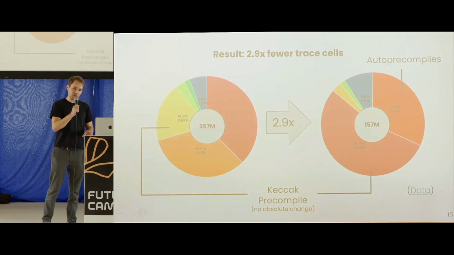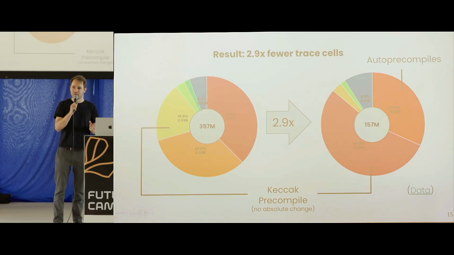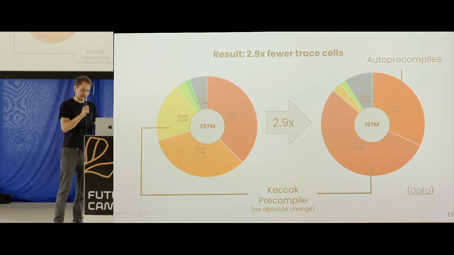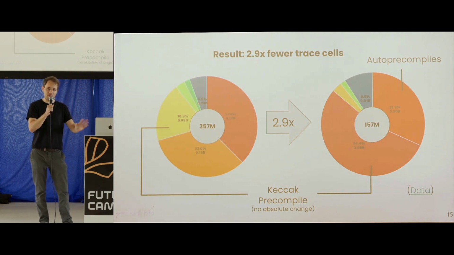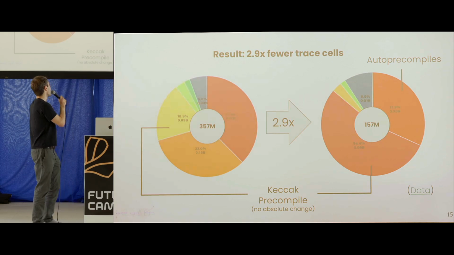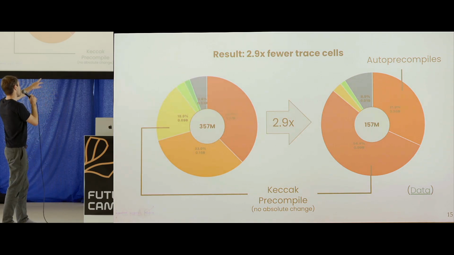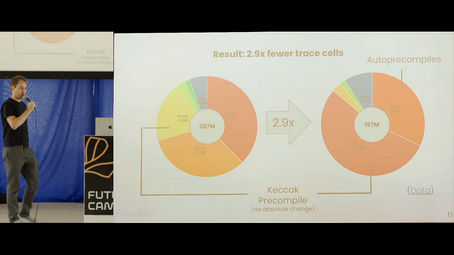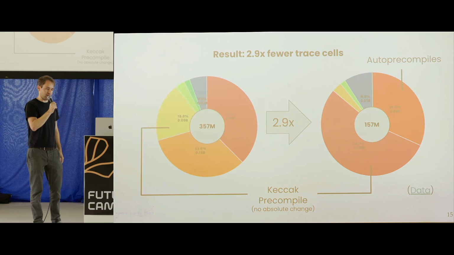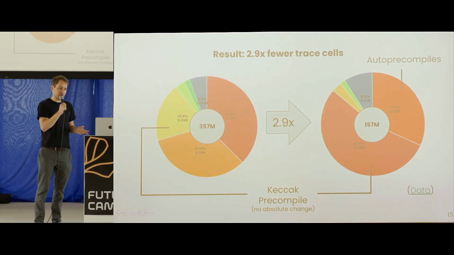And this is the result. If we look at trace cells, the data that the prover has to commit to when creating the proof, it's one of the main costs of proving something. The pie charts here show the distribution over the chips in the zkVM. And I just want to highlight two things. One is the Keccak precompile. On the left side, we see the distribution without auto precompiles. And we see that the Keccak precompile, which does the hashing, only takes up about 20% of the resources. So that's what I said earlier, that the hashing is actually relatively cheap.